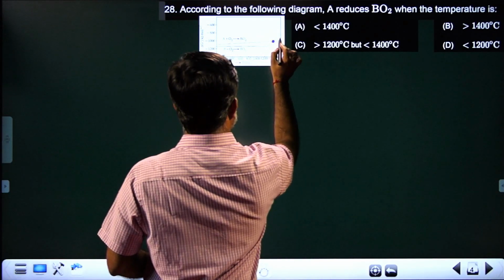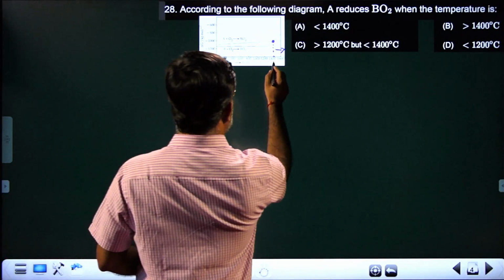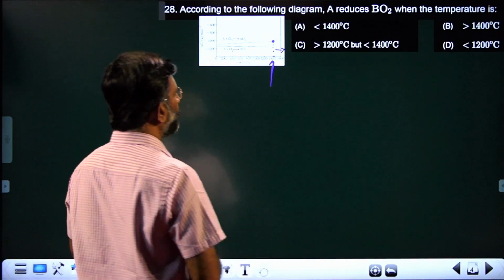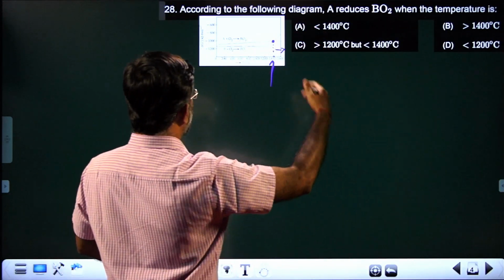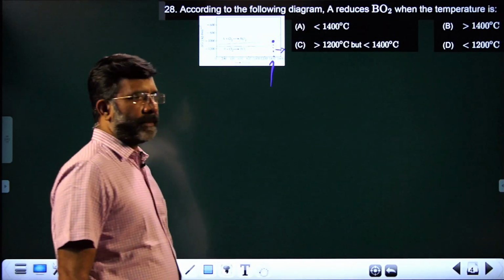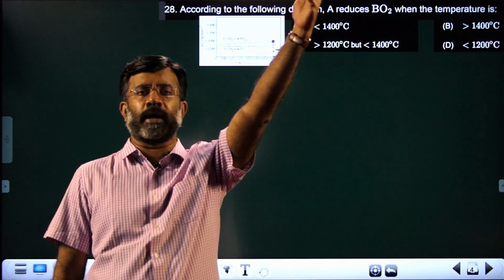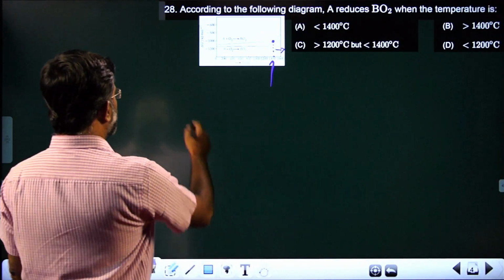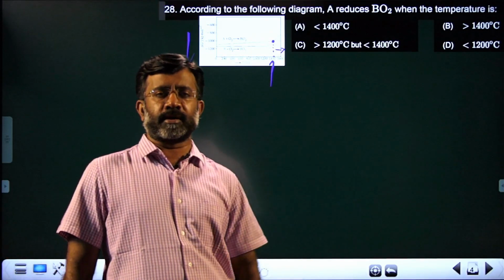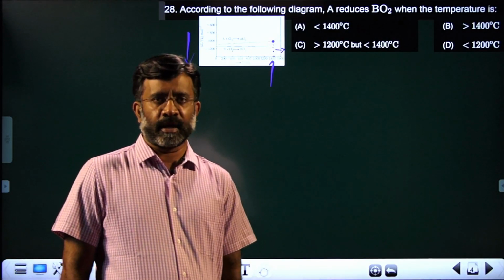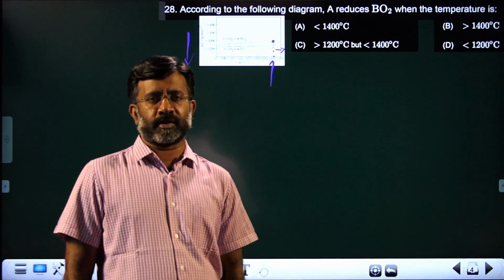Around this temperature, and when you go beyond the temperature of 1400 degrees Celsius, you can find the A diagram is coming down and the B diagram is going up. AO2 diagram coming down and BO2 diagram going up. That means it becomes more negative. It becomes more negative beyond the temperature 1400 degrees Celsius for the A oxide component.